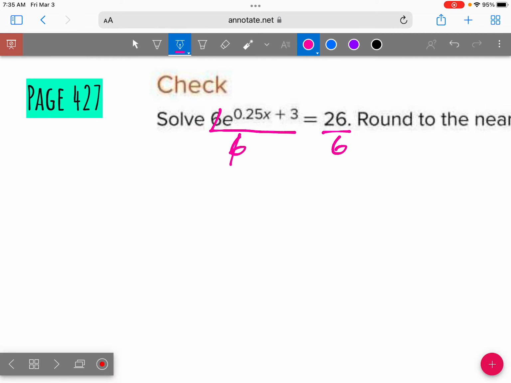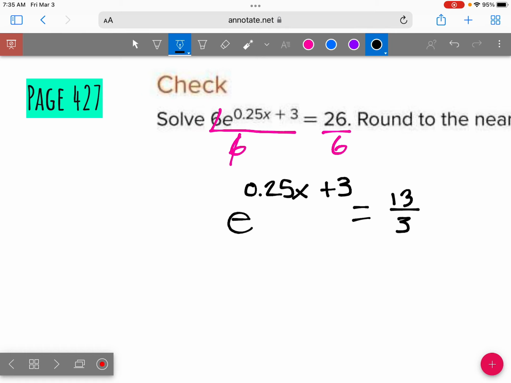So we're going to get that e to this really ucky exponent, e to the 0.25x plus 3 equals, and I know it's not going to be easy, but I don't know if it simplifies, 26 over 6. If you type it in your calculator, it will simplify it down to 13 over 3. Because the yellow calculators are awesome. They will simplify your fraction for you.